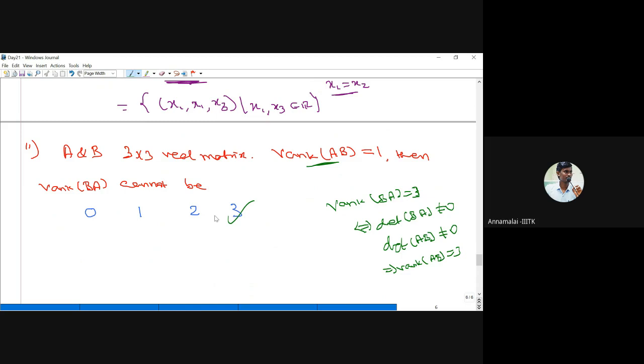This result is very important. If the determinant is non-zero, the matrix has full rank, that is rank 3 for a 3 by 3 matrix. Then apply that the determinant of BA is nothing but the determinant of AB, both are the same value. You'll get the answer.